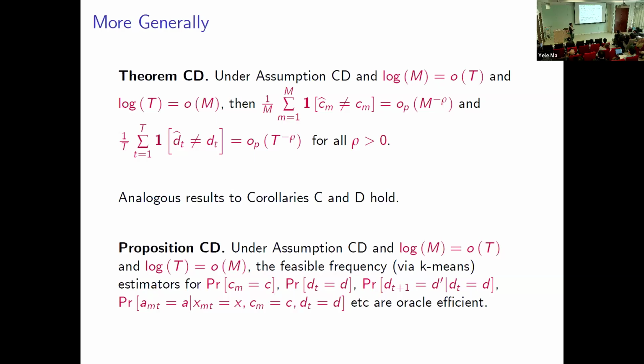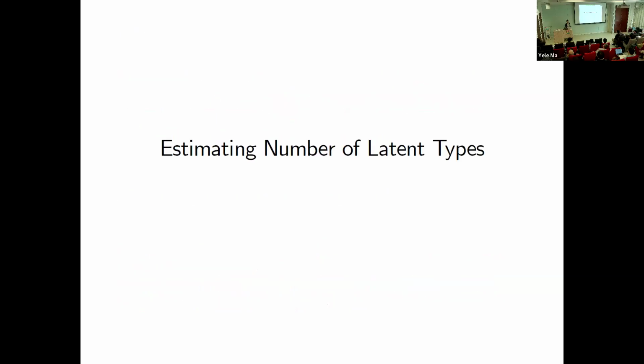And just to emphasize, log M is little o of T and log T is little o of M. These don't contradict each other, because here it just says that log M is smaller than T, and here it says that T is smaller than e to the M. Right, so this is not restricted. Whereas the results I had in London, we were working with different proof techniques, and I was working with square root of M is little o of T and square root of T is little o of M. So it was much more restricted then. So this is a much more general result than previously.